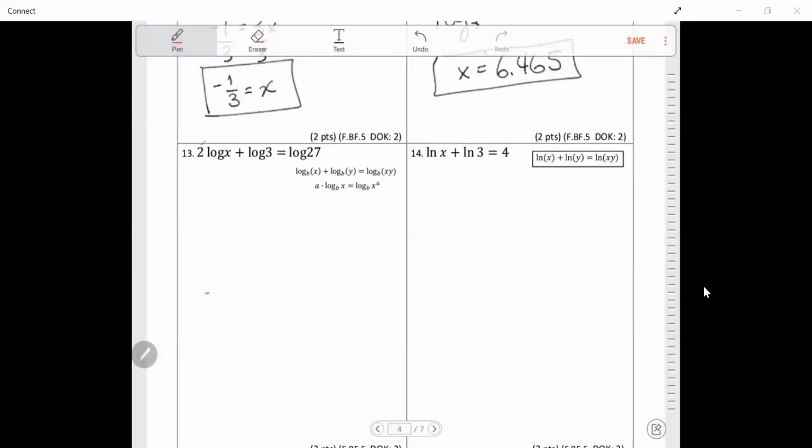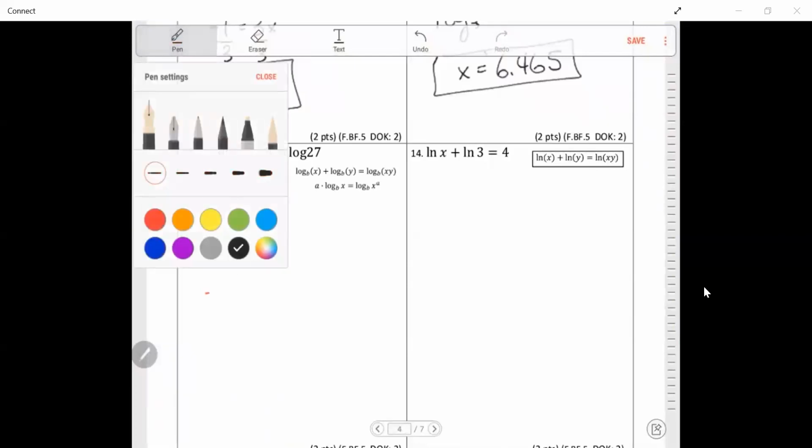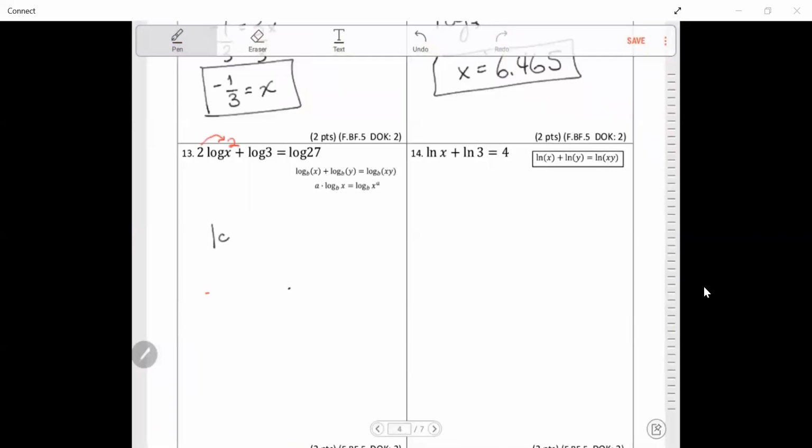By converting these, the first thing we want to do is move that 2 right there. And so now this says log of x squared plus log of 3 equals log of 27. Well, this is addition, so we change it to multiplication. All right, and so this is x squared times 3. And so this is log of x squared times 3 equals log of 27.